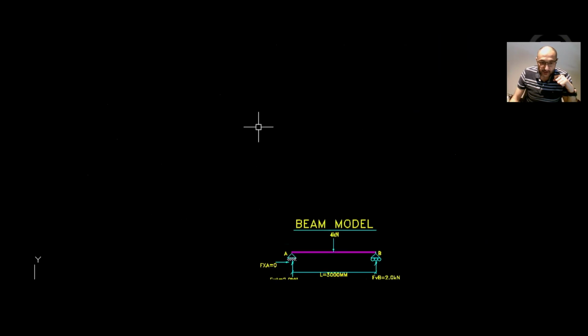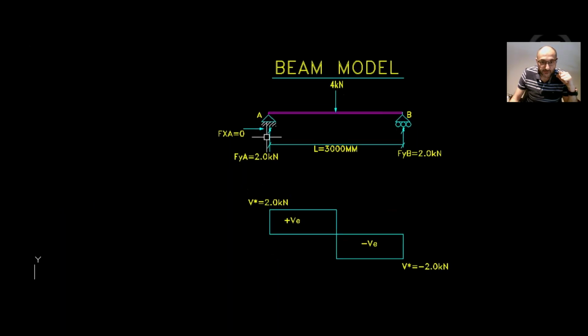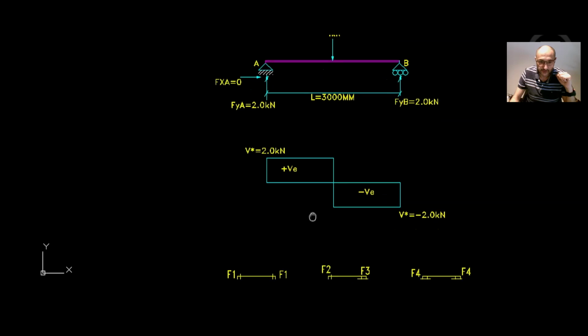Now let's look at the beam model. Here we have a simply supported beam with 4 kilonewton in the middle. Therefore, FYA is 2 kilonewton, FYB is 2 kilonewton, half of that middle load. There is no external horizontal forces, therefore FXA is 0. Shear force, we go up 2 and then go straight to the right up until we reach the point load, and now we go down 4 kilonewton and then move to the right to the end of support B and then go back up another 2 kilonewton.